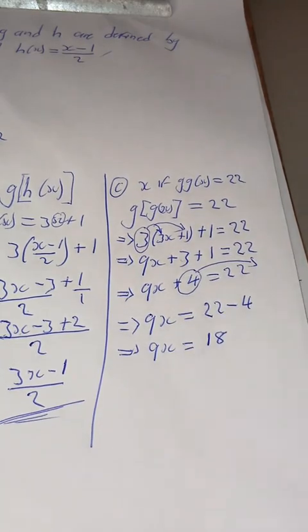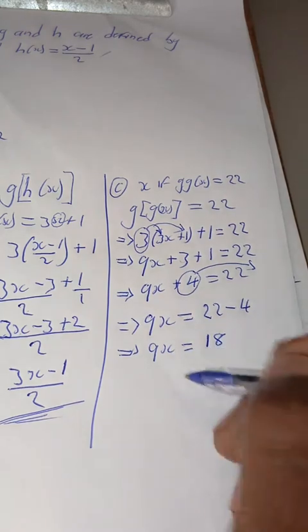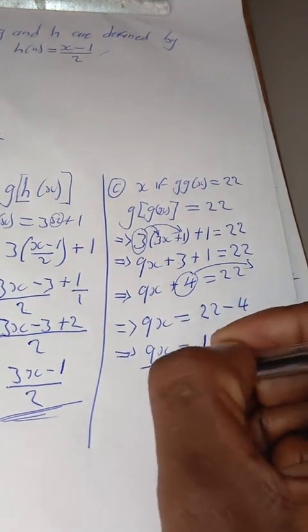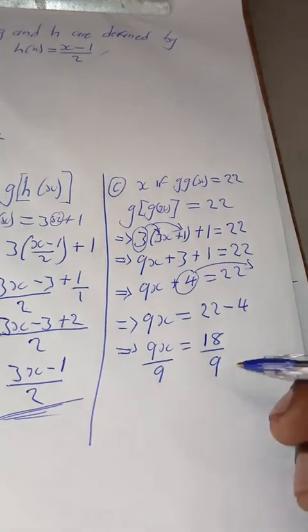18. Now, what we are finding is the value of x. So what do we do for this x to be the subject of the formula? We divide both sides by 9.